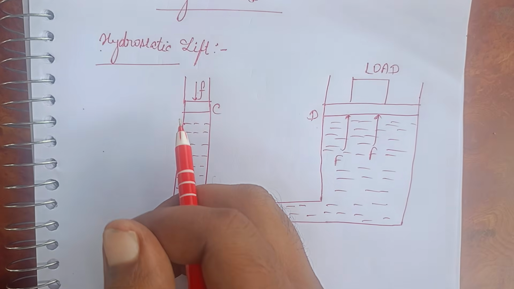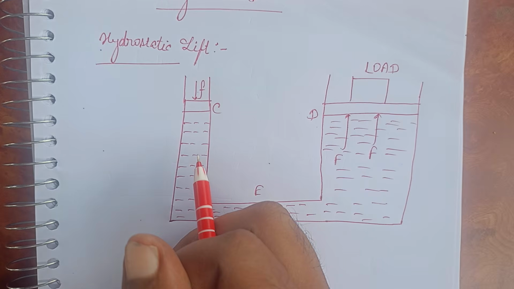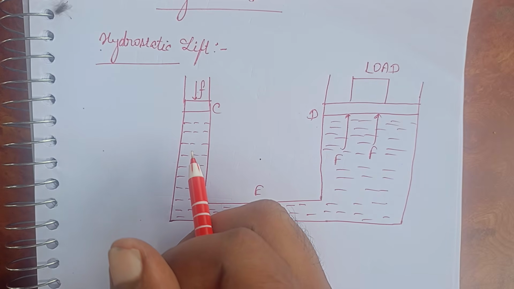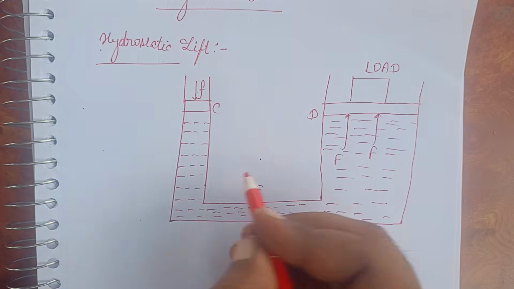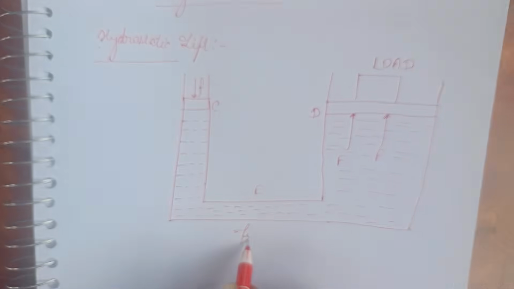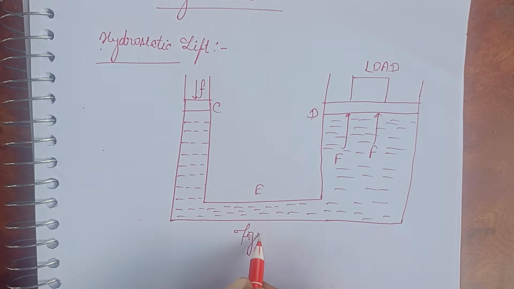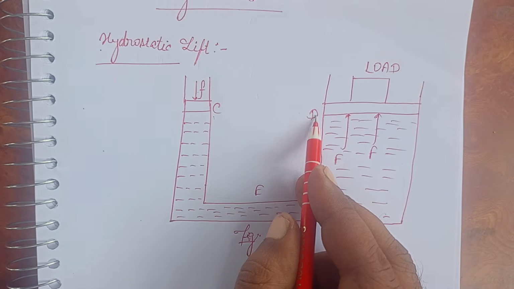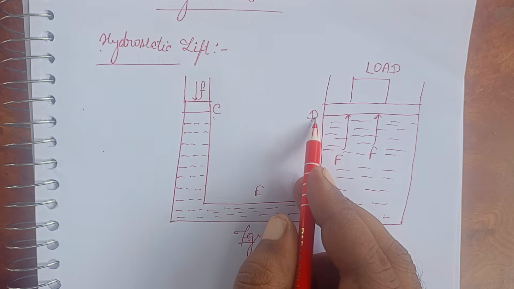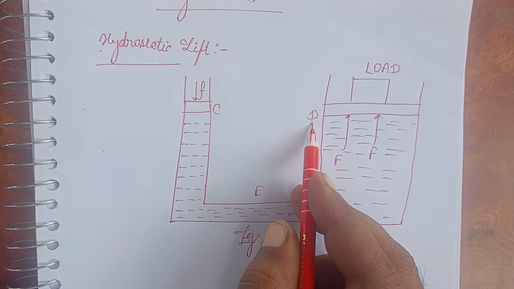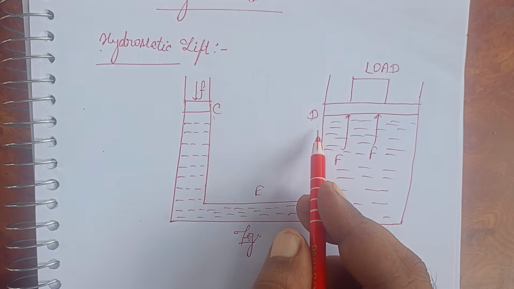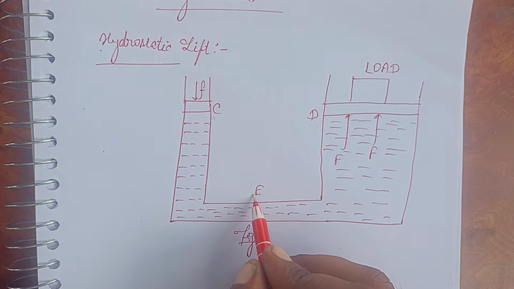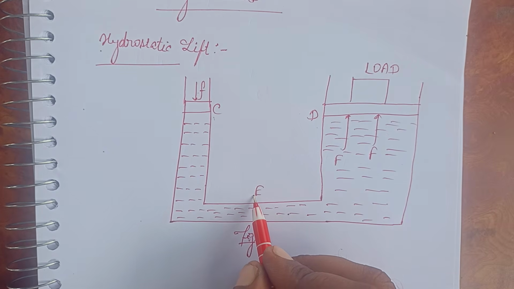It is used to lift the heavy load. Its working is based on Pascal's law. A simple hydrostatic lift is shown in the figure. Here C and D are two cylinders of different areas of cross-section. They are connected to each other with a pipe E. Each cylinder is provided with an airtight frictionless piston.